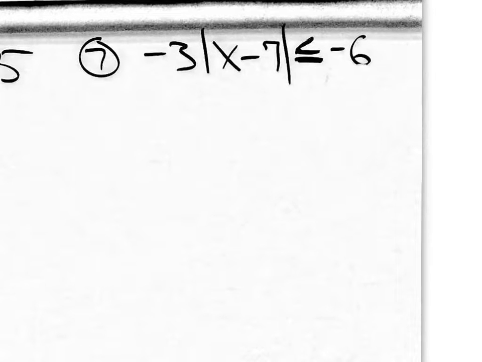Here we go. The final one. We want to solve this absolute value inequality. Once again, first step is to isolate it. So I'm going to divide both sides by -3. Of course, this is going to cancel out.